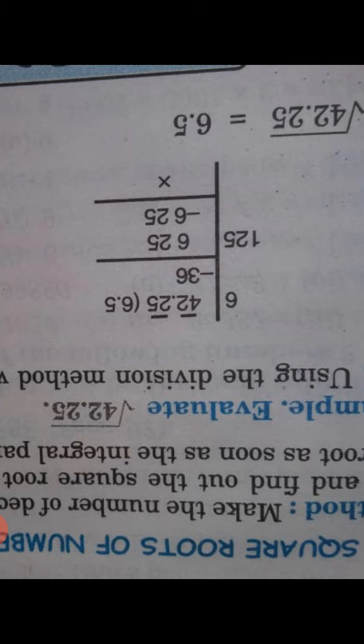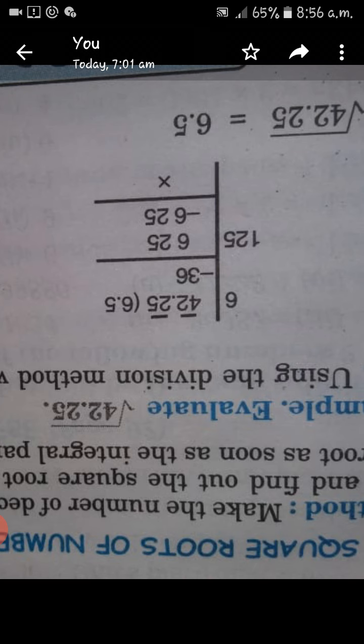So after 6, the decimal comes, so we write 6.5. So the square root of 42.25 is equal to 6.5. So this is the method of finding a square root by the long division method.